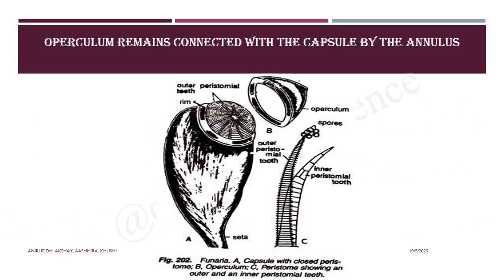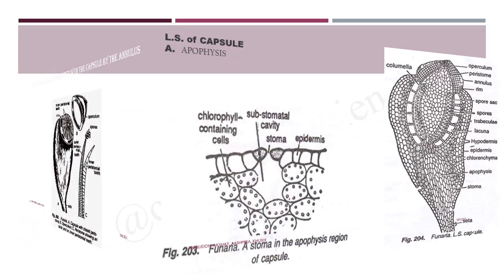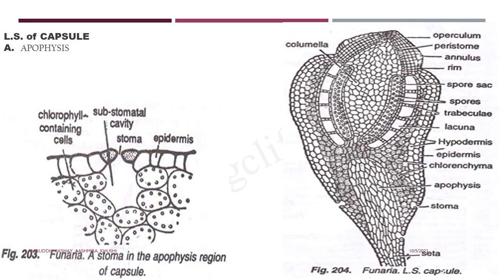The operculum remains connected with the capsule by the annulus. You can see it in the diagram. On the left side, you can see the apophysis, and on the right side, this is the LS of the capsule of Funaria.